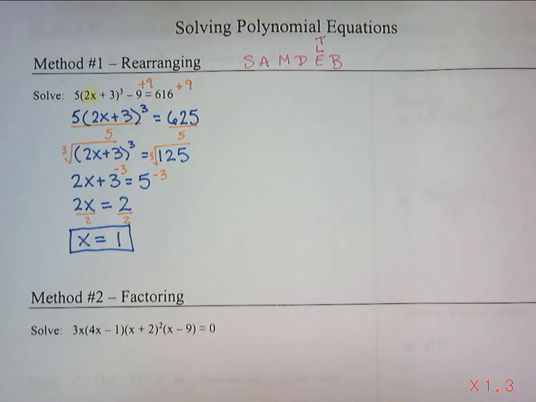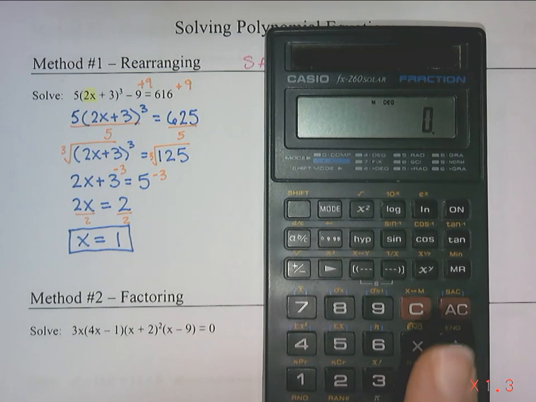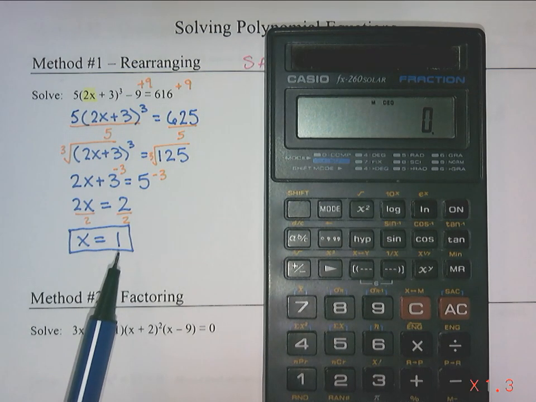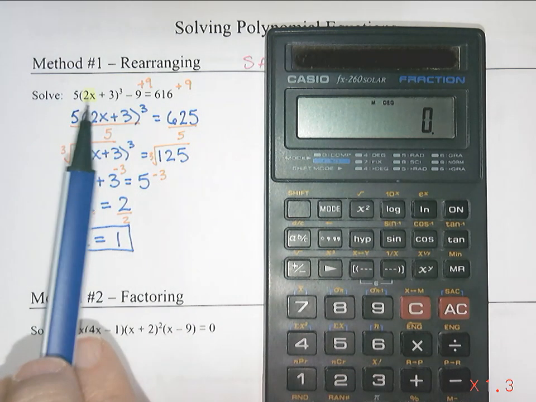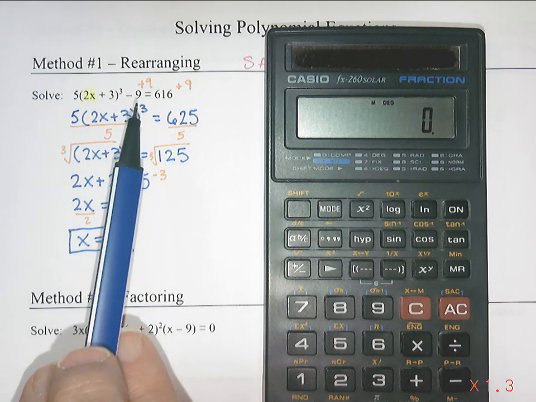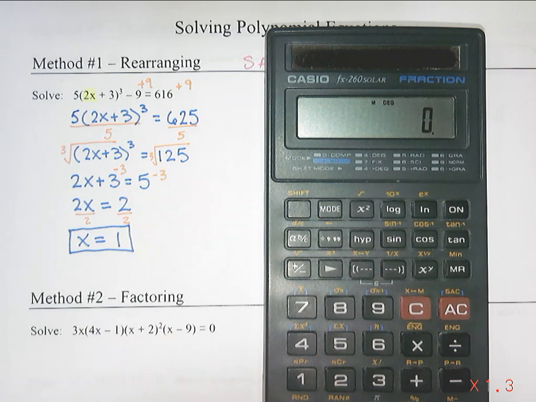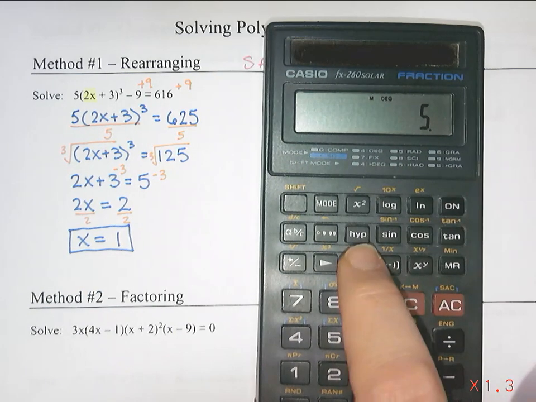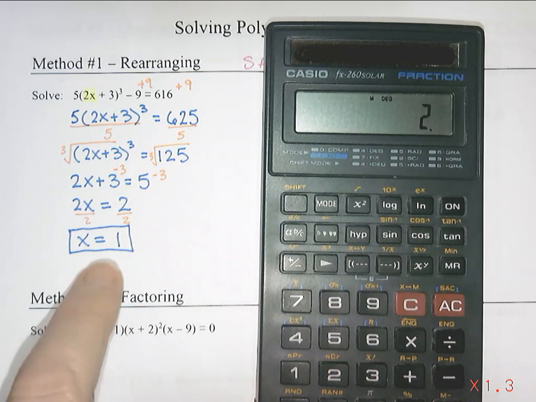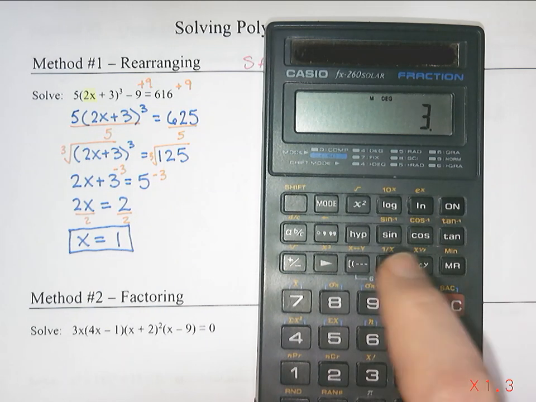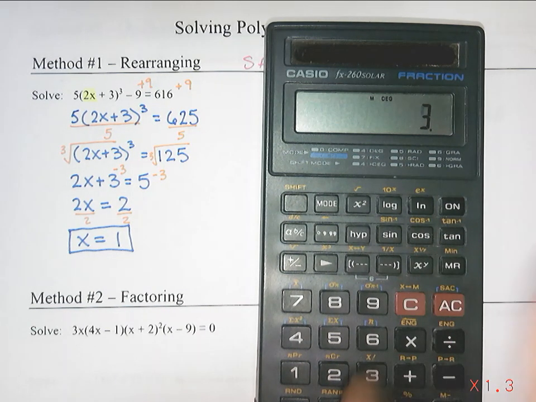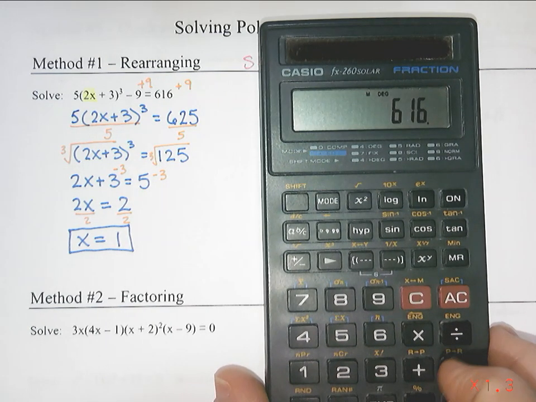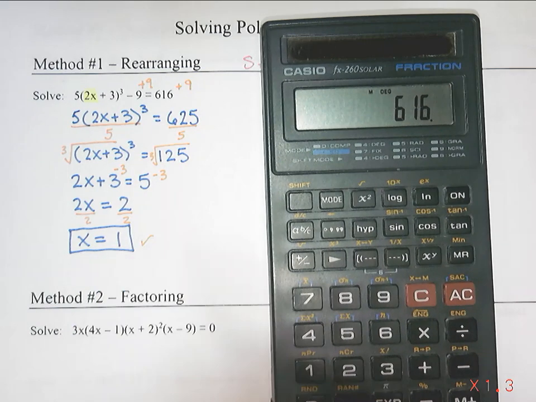If I wanted to check my answer, not formally, but just to see whether or not I'm right, one good strategy is to take our number and put it back into the original equation and see if the left-hand side ends up equaling what's on the right-hand side, 616. So I'm going to do 5 times bracket 2 times my answer, which is 1, plus 3, close the bracket, to the power of 3, and then take away 9, and I absolutely get 616, which tells me that my answer is correct.